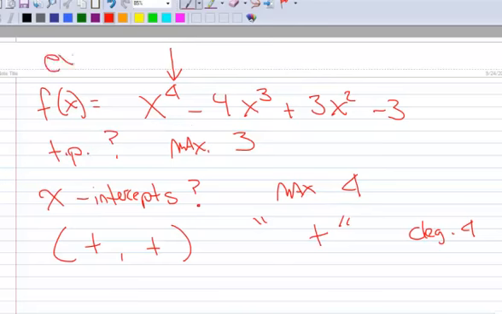So that's kind of example 2. Given an equation, can you tell the number of turning points? Can you tell the x-intercepts? And can you tell the end behavior? So that's the end of this lesson.